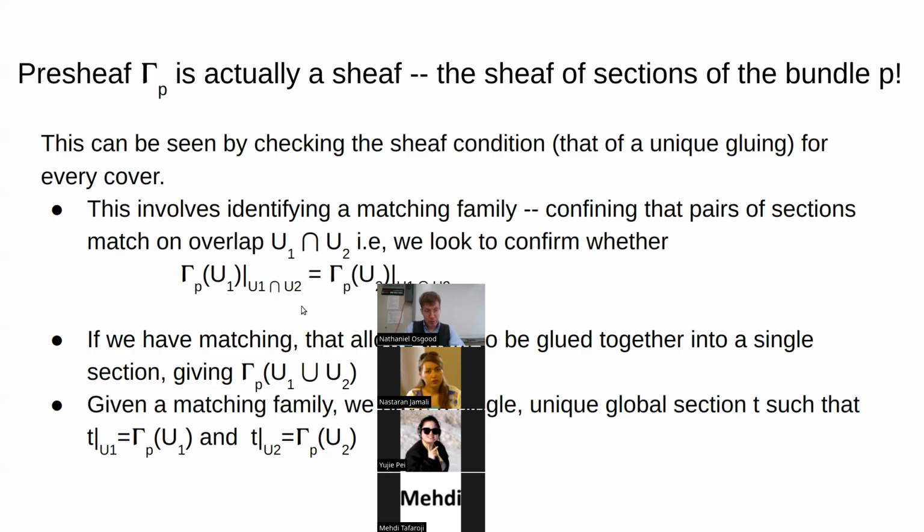This involves that sort of narrowing down. I call it U1, U2 here. And if you have a mapping, it glues them. You can glue them together in a single section for the union. And there's a single global section that honors this.